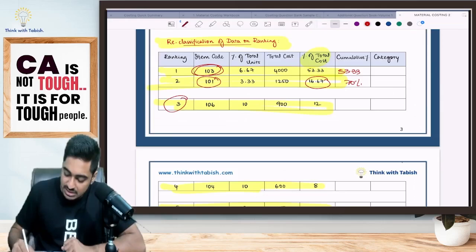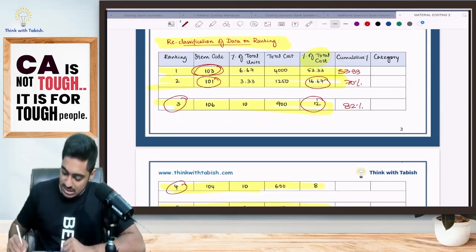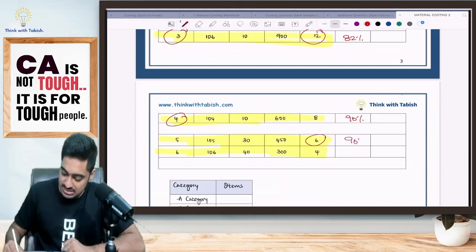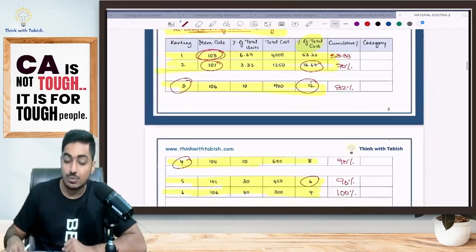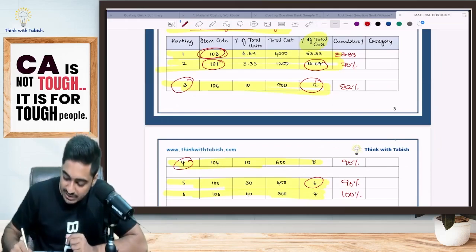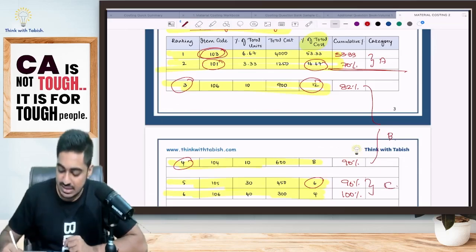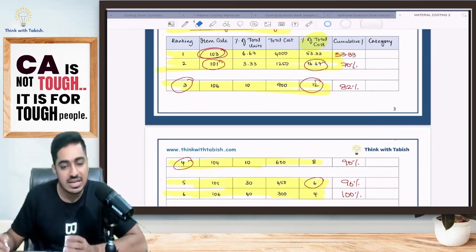Perfect. With that, if I add the third item also, it is 12%, so 82. Fourth item also, it is roughly around 8%, that means 90%. Fifth item also 6%, that means 96%. Sixth item also 4%, which is roughly 100%. Is this clear, everyone? Now, if the question did not tell me the basis, what would I have done? Up to 70%, I would have called A category. Then 70 to 90, closest, I would have called B. Then the balance I would have called C. This is if the question did not tell me, but here the question has specifically told me, so I will follow that.